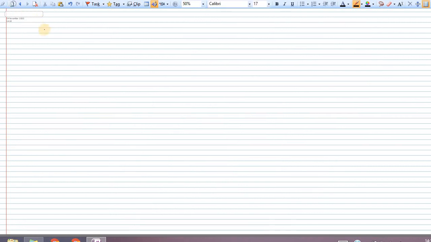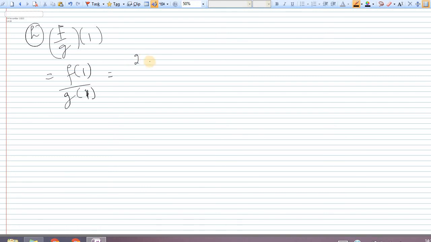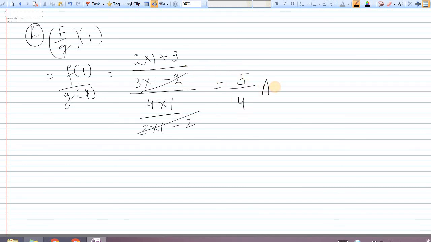Now our last part is H, that is (f/g)(1). Okay, so it would be f(1)/g(1). So it would be (2·1+3)/(3·1-2) upon 4·1/(3·1-2). So it will cancel out. Now it would come as 5/4. So this is our answer.